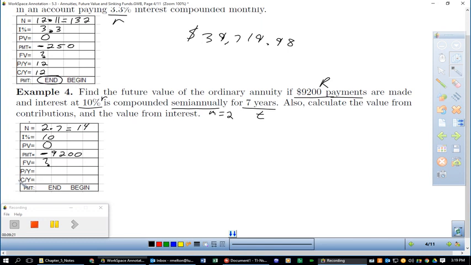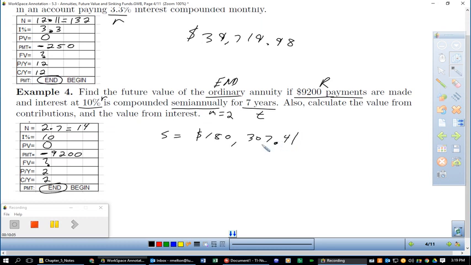Payments per year. Well, it says $9,200 payments are made and interest is semi-annually. So their payments are actually semi-annually, so that's twice a year. So 2 for payments per year and compounding periods per year. And the payments are at the, do they tell us here? Ordinary annuity. Okay, ordinary annuity means we have the end, so it is at the end of each. So when we put these in our TVM calculator, we should get a value of S, which is the future value, equals $180,307.41.